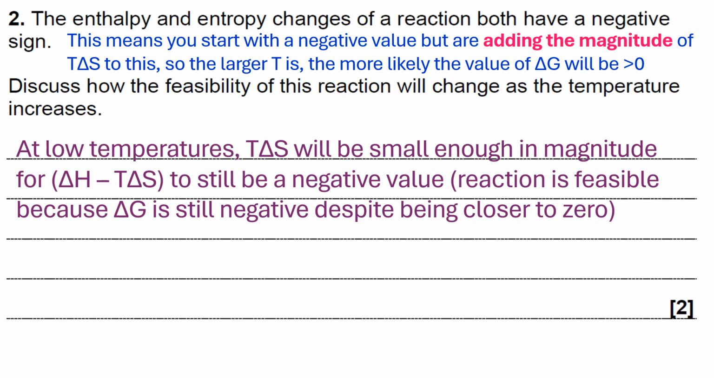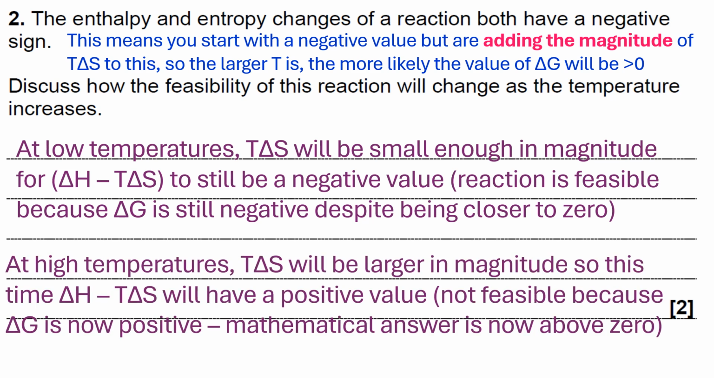So at low temperatures, T delta S will be small enough in magnitude for delta H minus T delta S to still be a negative value, meaning the reaction is feasible because delta G is still negative despite being closer to 0. However, at high temperatures, T delta S will be larger in magnitude, so this time delta H minus T delta S will have a positive value. This means the reaction is not feasible because delta G is now positive. The mathematical answer to the delta H minus T delta S expression is now above 0.